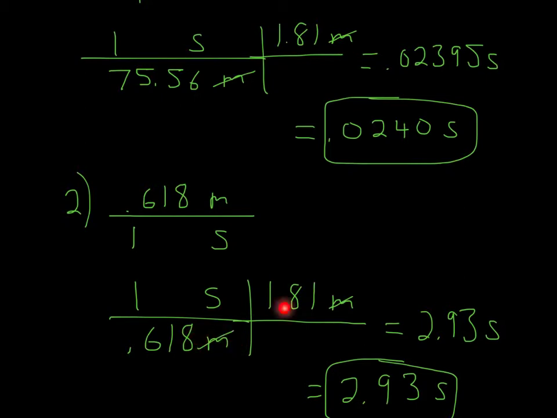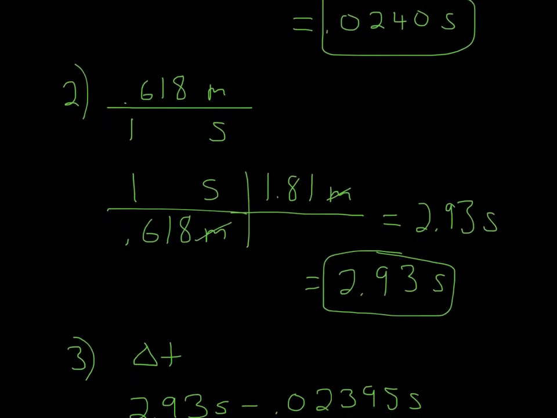So all I did was put the meters across from each other, so the meters cancel, and since you're multiplying across, your units are going to be left as seconds, and that's what we want, because the question asks how long. Then you'll get 2.93, and that works because it is 3 sig figs on both of these. So it's the least number of sig figs. So this will be your answer, 2.93.